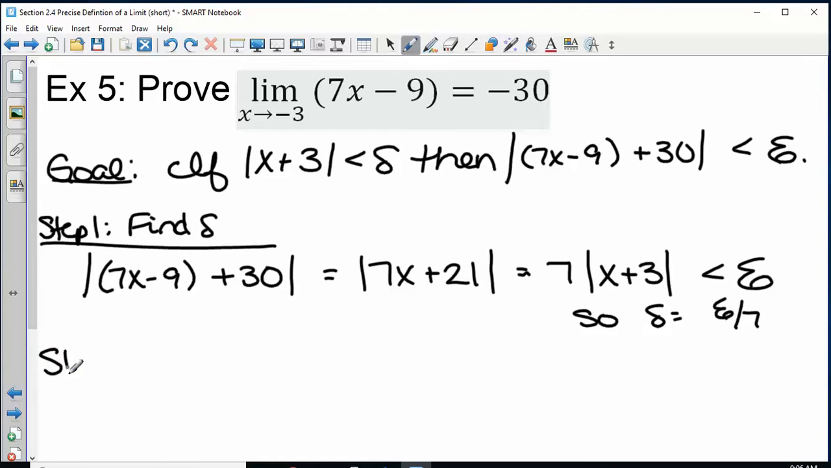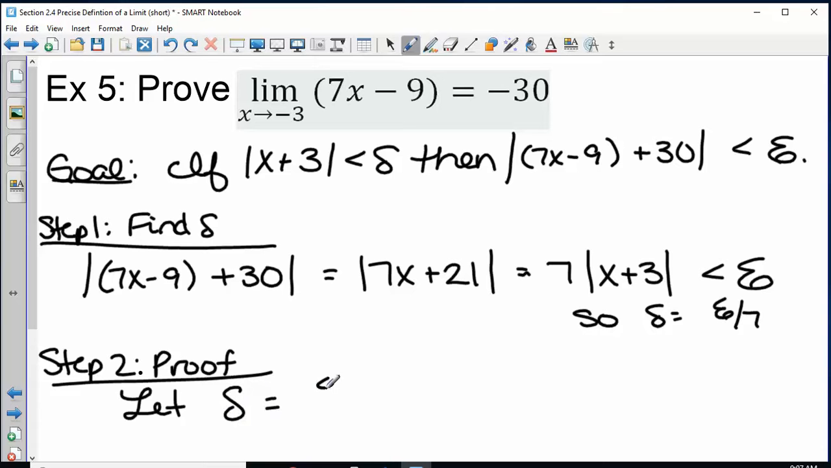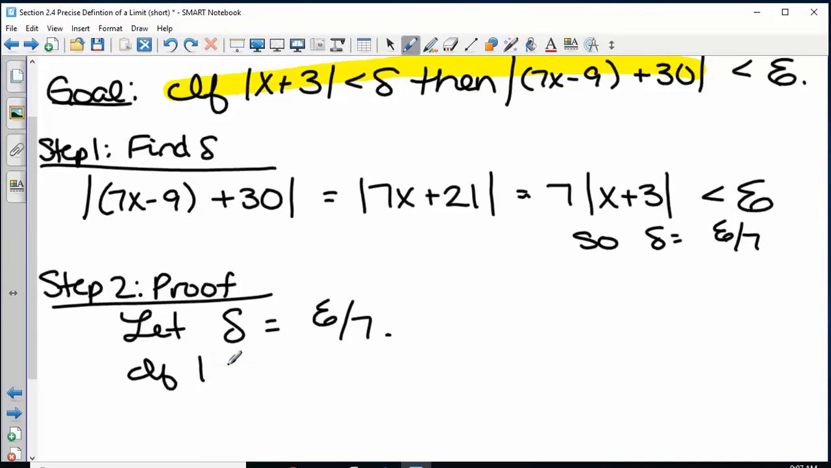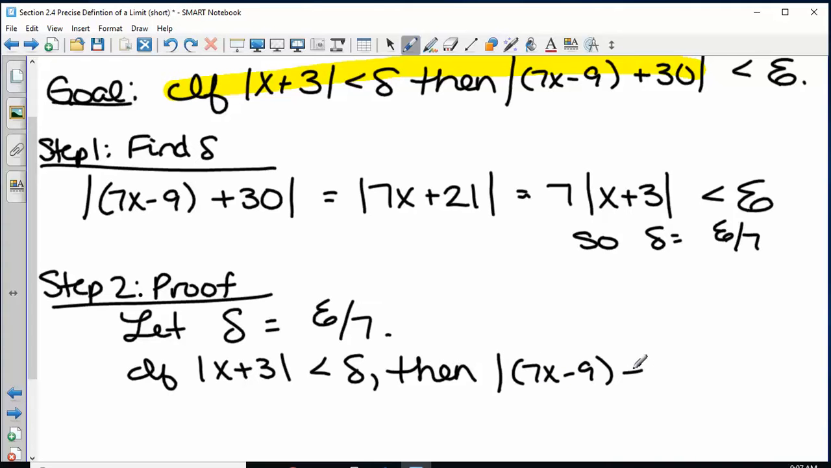So we now can go to our proof. So you have to tell me what delta is. And then we're going to write our goal statement up until the less than. So if the absolute value of x plus 3 is less than delta, then the absolute value of 7x minus 9 plus 30.